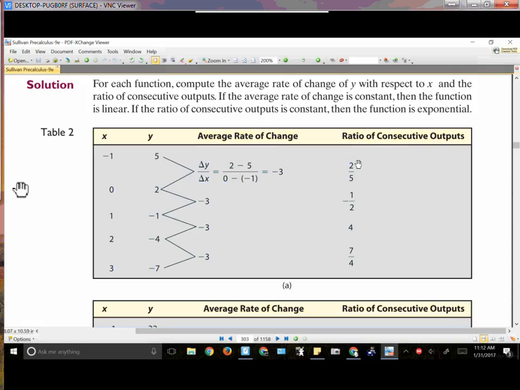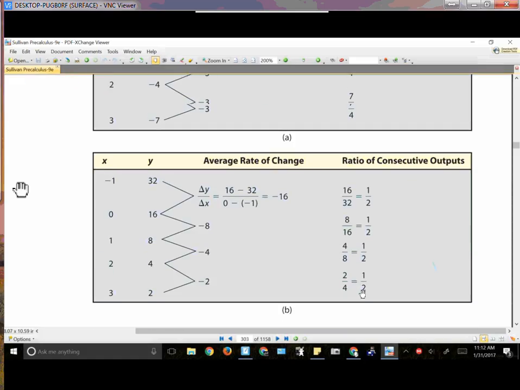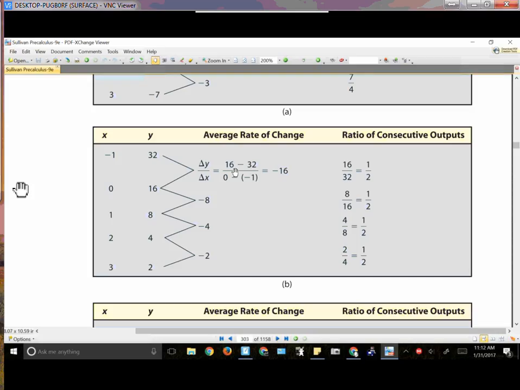Ratio of consecutive outputs, 2 to 5, 1 to -2, 4, 4 to 7. Make sure you always take a look at the patterns that are being identified here. Now here, that was -16, -8, -4, -2. Look at this, half, half, half, half.